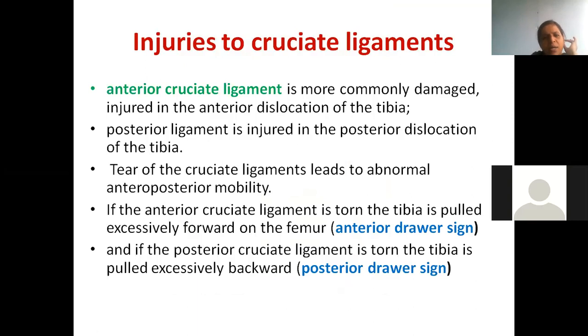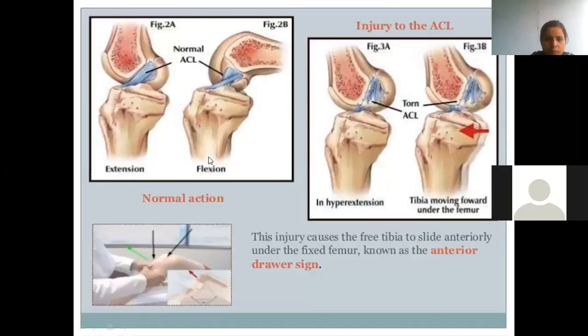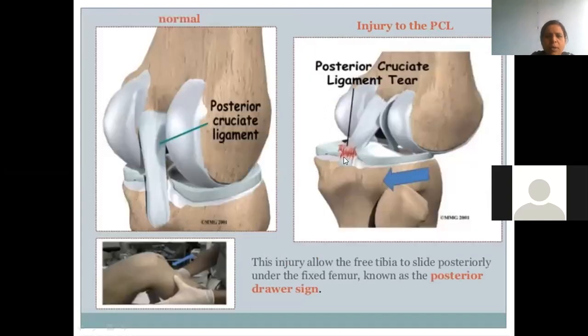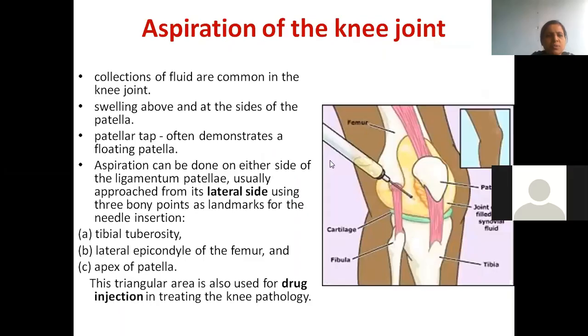The anterior cruciate ligament is more commonly damaged, and it is seen in anterior dislocation of the tibia. So you are finding this is the anterior cruciate ligament. This is normal, and you can see it is torn now. Similarly, the posterior cruciate ligament also may be torn if there is any injury.